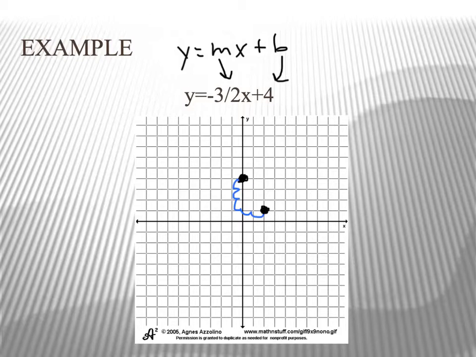Third step is to draw the line that connects the 2 points. Once we have 2 points, we can draw the line that connects them. And we've graphed our line on our coordinate plane. And we graphed it from slope-intercept form.